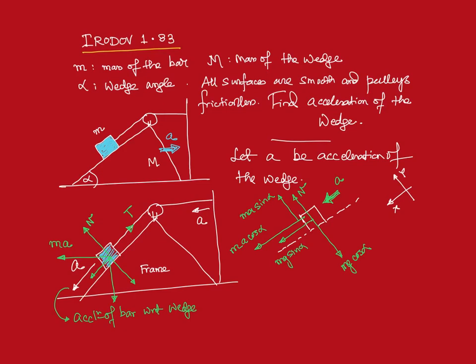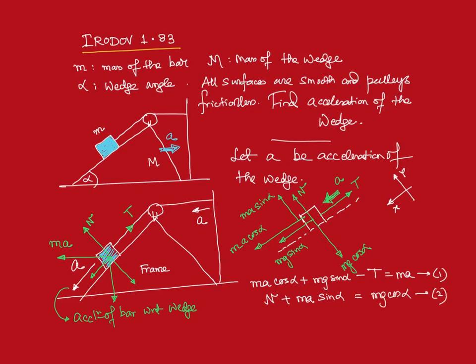So we can write, okay, I missed out tension, right? Tension T also here. So ma cos alpha plus mg sin alpha minus T is equal to ma. Let's write this as equation 1. This is for the x-axis, and for the y-axis, N normal reaction plus ma sin alpha is equal to mg cosine alpha. Name this equation 2.